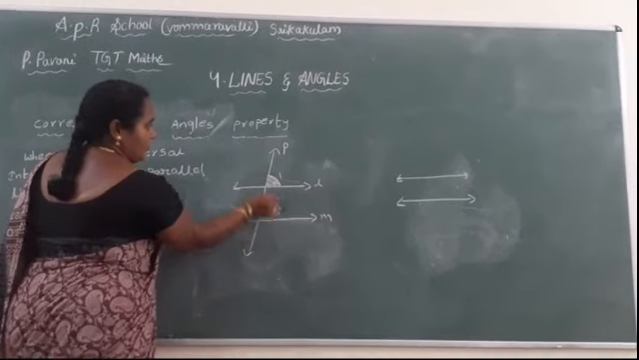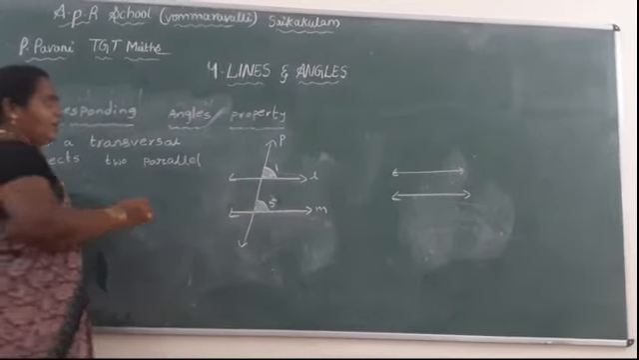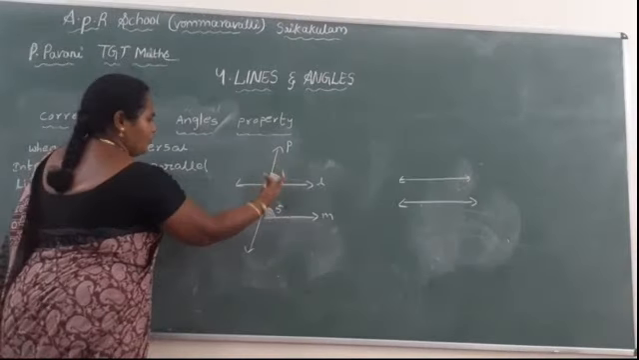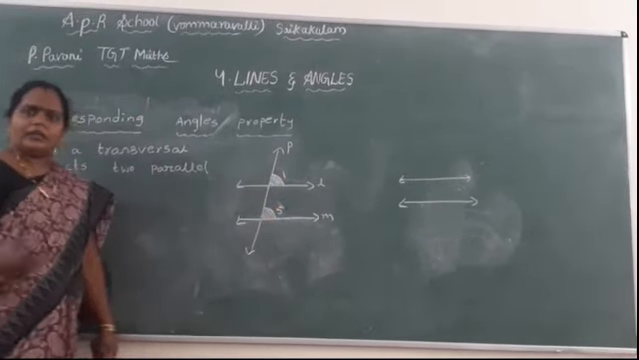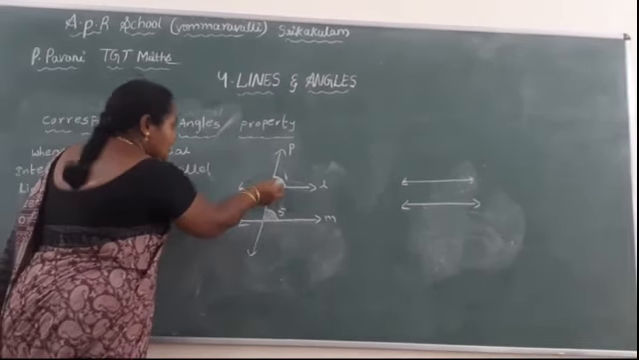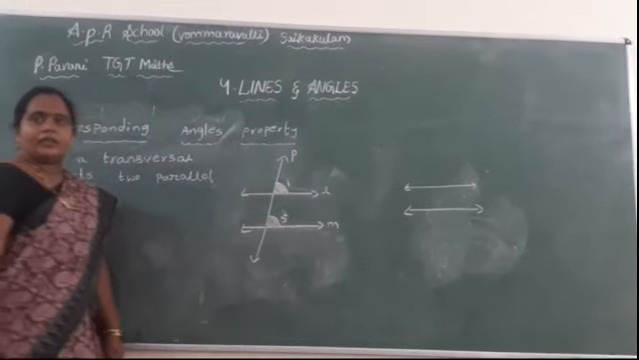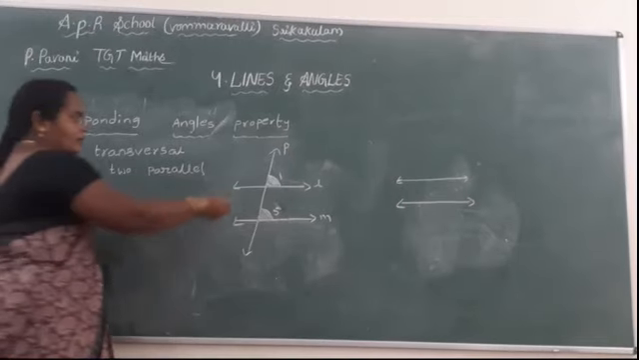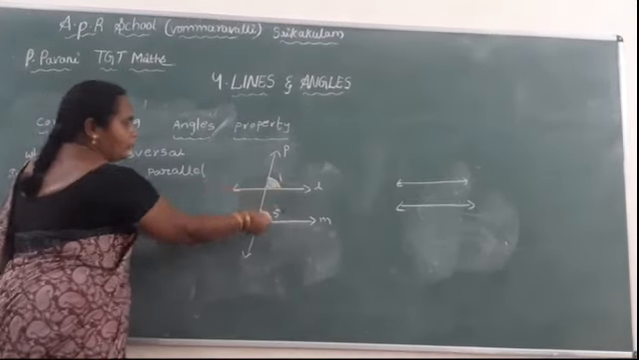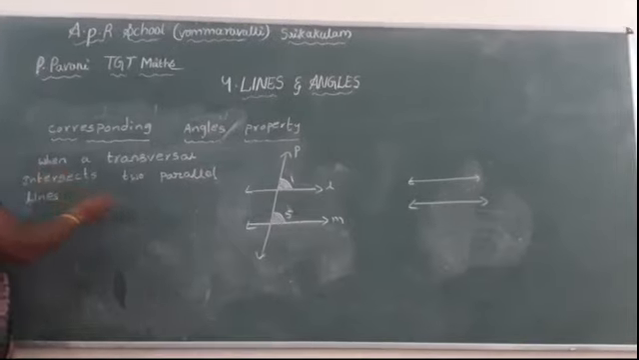Mark angle 1 and angle 5 as a pair of corresponding angles. After marking one pair, next we cut angle 1 or angle 5. The cut piece we coincide with the other corresponding angle. They coincide, then we prove that corresponding angles are equal.